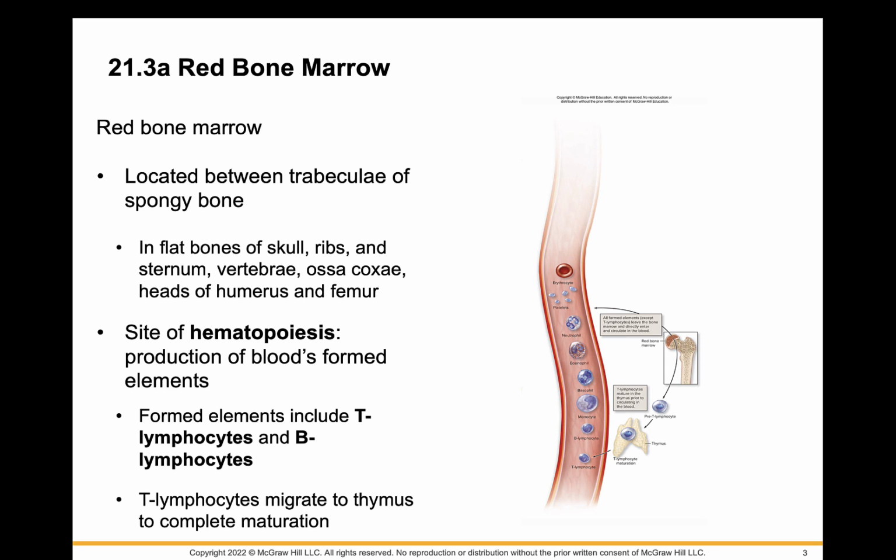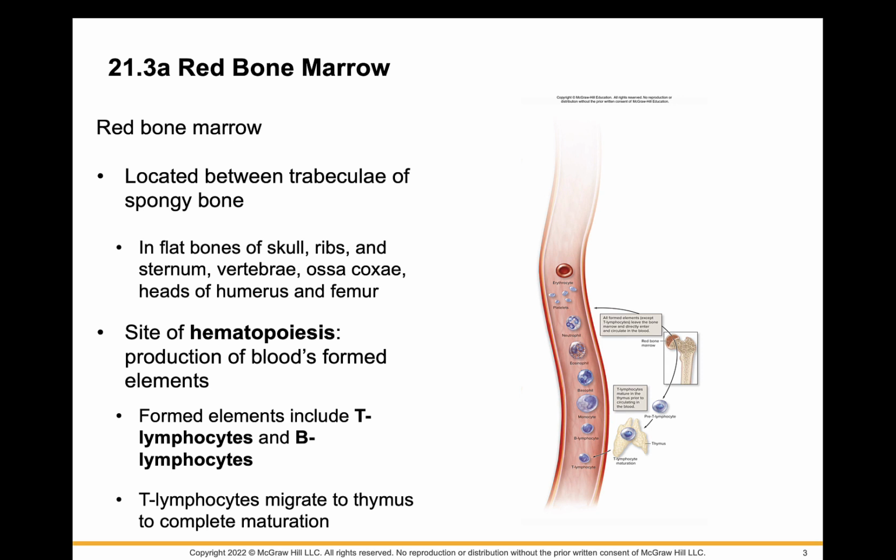The first primary structure that we're going to address is red bone marrow. Red bone marrow is that marrow that is located between the trabecula of spongy bone. Examples would be the flat bones of the skull, ribs, the sternum, vertebrae, and also the heads of the humerus and femur, just to give a few examples of where red bone marrow is located. The primary function of red bone marrow is hematopoiesis. And remember, that is the term used to describe the production of formed elements of the blood.